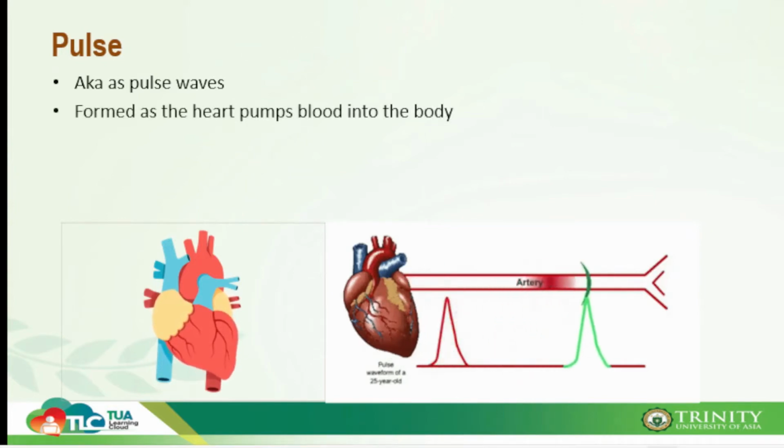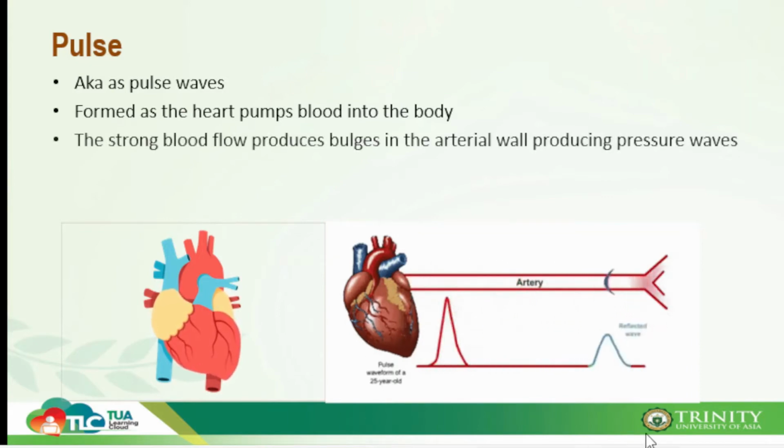They are formed as the heart pumps blood into the body. So in this image, we can see that the heart is pumping. Every time that the left ventricle pumps blood, it will go to the aorta. And from the aorta, it will go to the different arteries of the body. Once blood flows through the artery, it will cause a bulging of the arterial wall. Again, the strong blood flow from the heart will cause a bulging of the arterial wall, and that is what we feel as the pulse wave or the pressure waves.